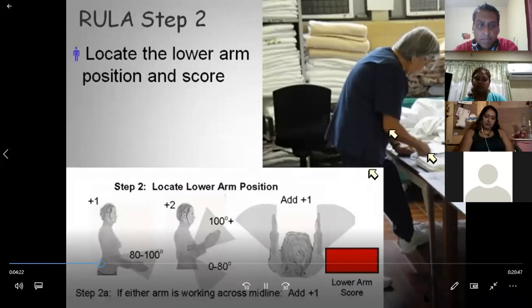Or are their arms farther away from their body than the midline? So looking at that limb position, how would you score that person's limb?